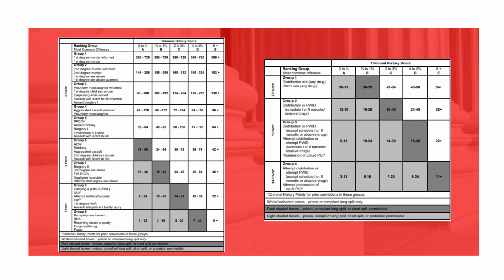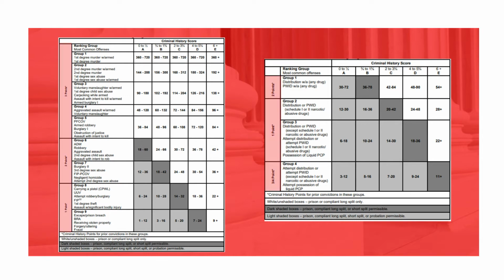A prison sentence is permissible in all of the boxes. If an individual's sentence falls within the dark gray boxes, it is permissible to have a portion of the sentence suspended. If an individual's sentence falls within the light gray boxes, it is permissible to receive probation or split sentence.